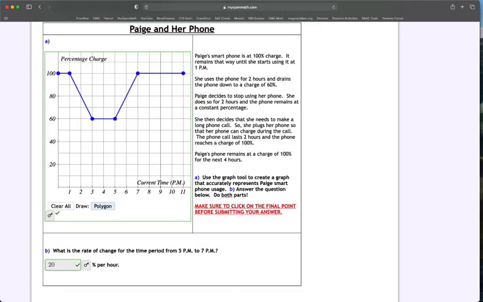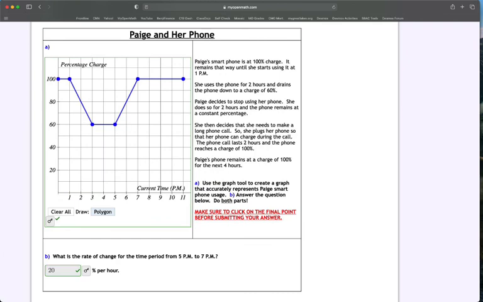And there is how we do a problem where we have to graph the qualitative situation.